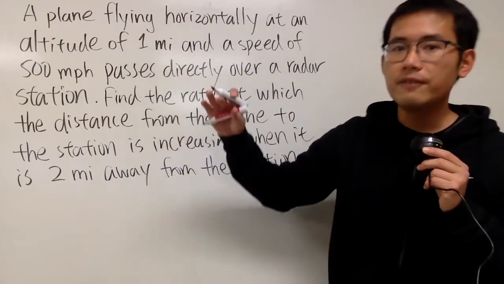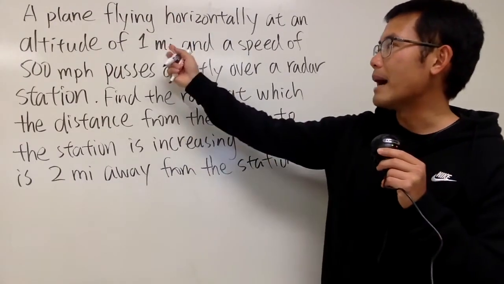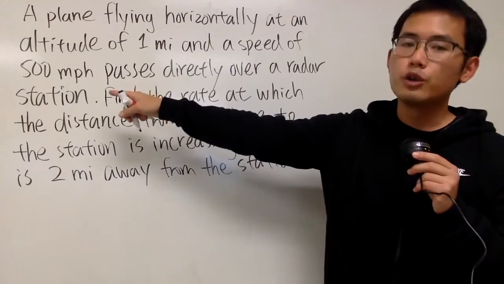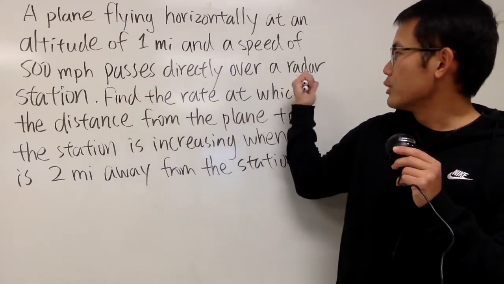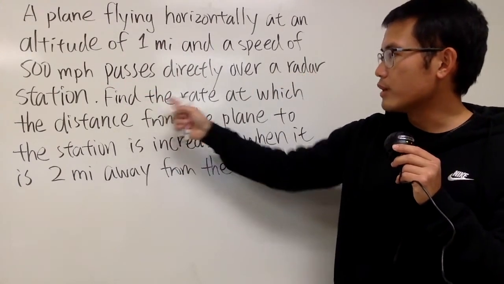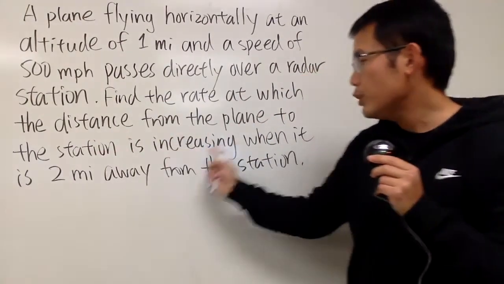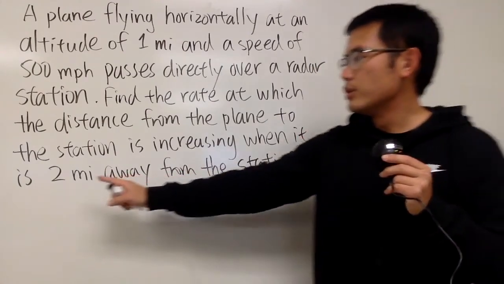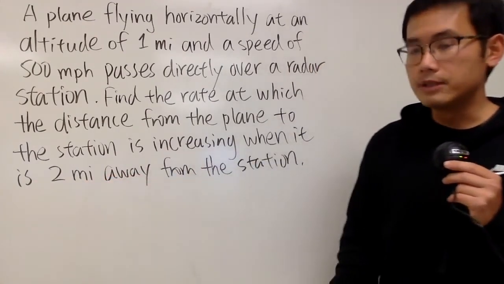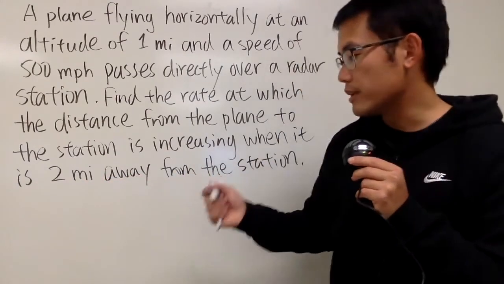We have an airplane flying horizontally at an altitude of 1 mile, and we know that the speed is 500 miles per hour. It passes a radar station, and we would like to find out the rate at which the distance from the plane to the station is increasing when it is 2 miles away from the station. So let me show you guys 2 pictures to illustrate the situation.